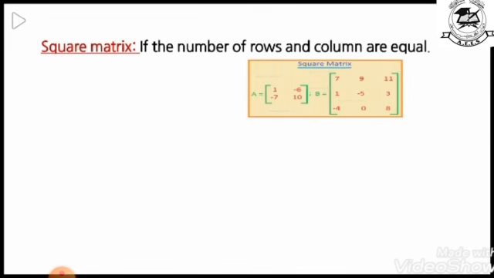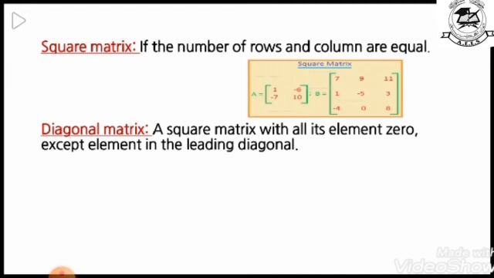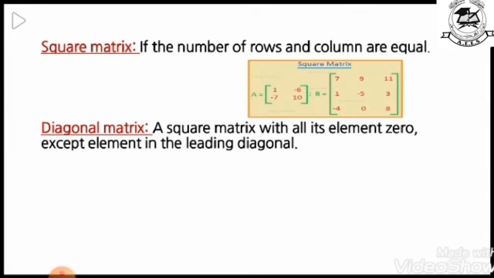Next is diagonal matrix. A square matrix with all its elements 0 except elements in the leading diagonal. Means all the elements are 0, but the diagonal has some elements. These are known as diagonal matrix. In this matrix, all the elements are 0, but in the diagonal 1, 8, 4 are the elements. These are known as diagonal matrix.